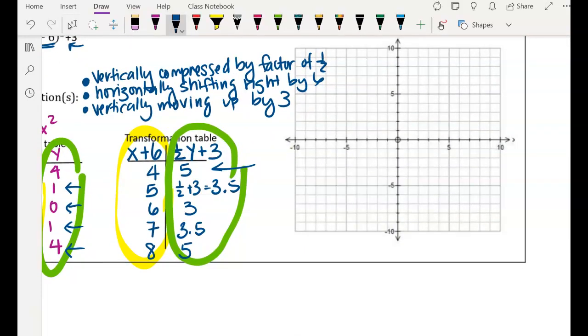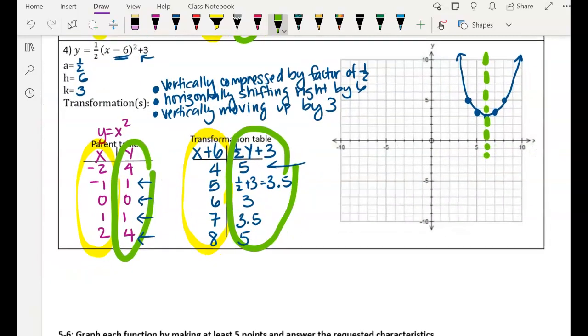4, up 5, that's our first dot. 5 is now up 1, 2, 3, 3.5. 6, up 3, 1, 2, 3. 7 is now 3.5. And then 8 is here. Now, not only did we shift right because of the 6, but we now also have moved up. Look at this. Your vertex has moved up in addition to moving to the right. So that's why the k value, it's either up or down.